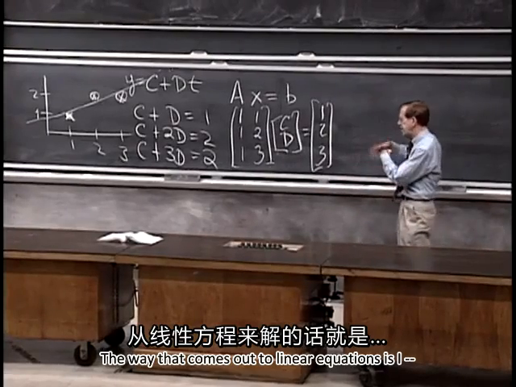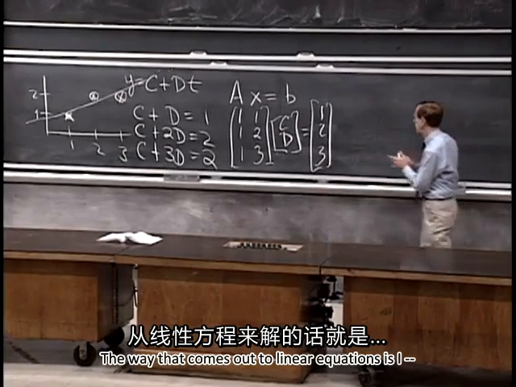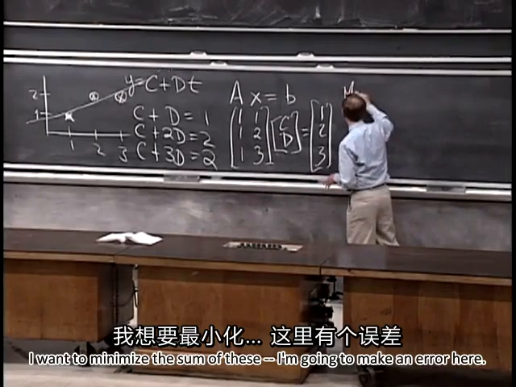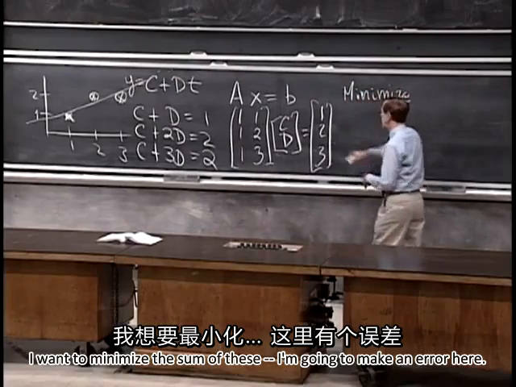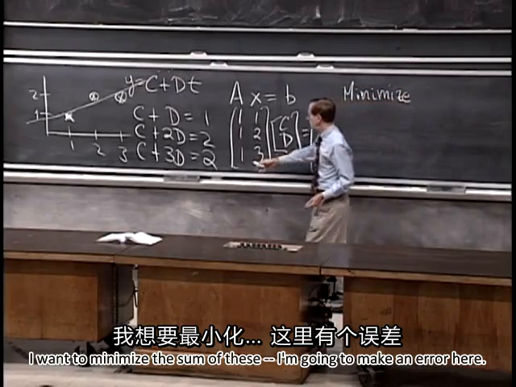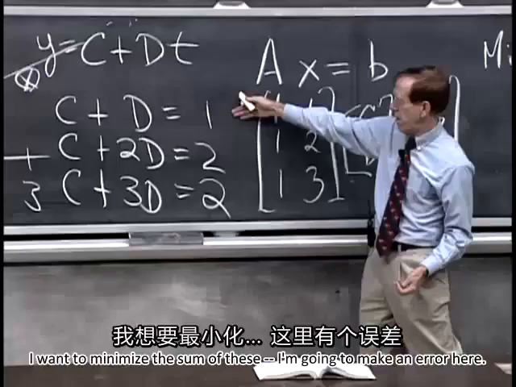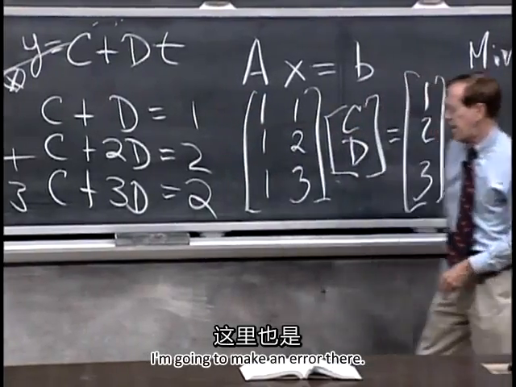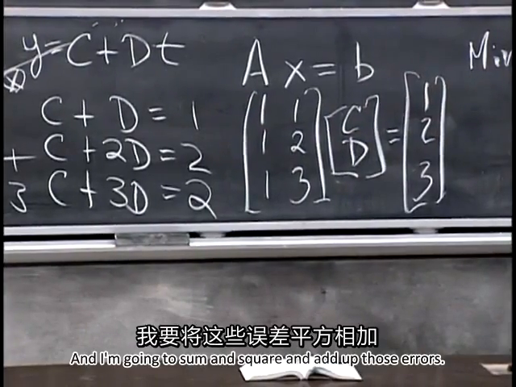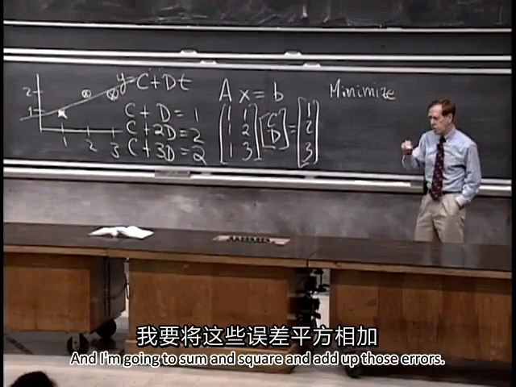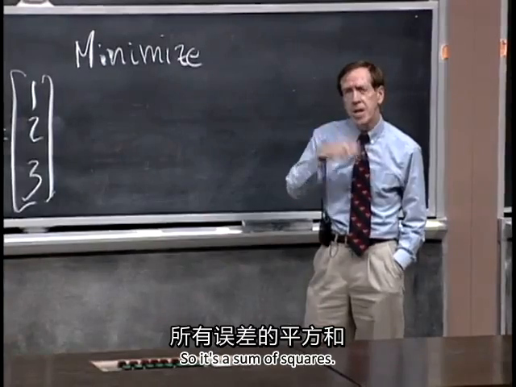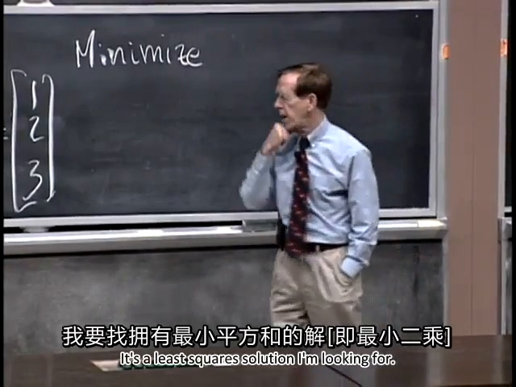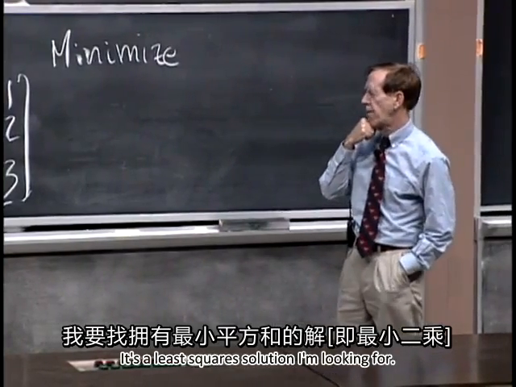The way that comes out to linear equations is I want to minimize the sum of these. I'm going to make an error here, an error here, and an error there. And I'm going to sum and square and add up those errors. So it's a sum of squares. It's a least squares solution I'm looking for.